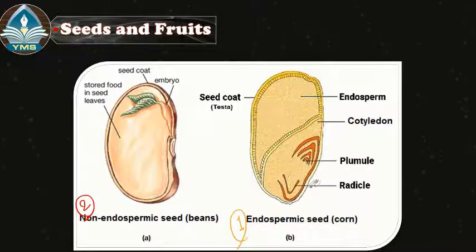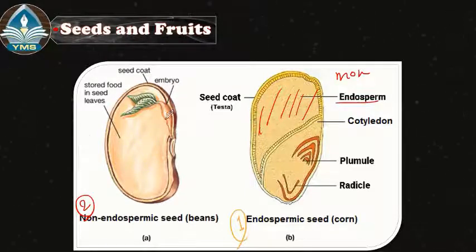Now what is the difference between them? The endospermic seed has endosperm because the embryo is small. It will not eat all the food, so part of it will just feed on some of the endosperm and the rest will stay there. So we call this seed endospermic. This is in monocots seeds, and this is in dicots.